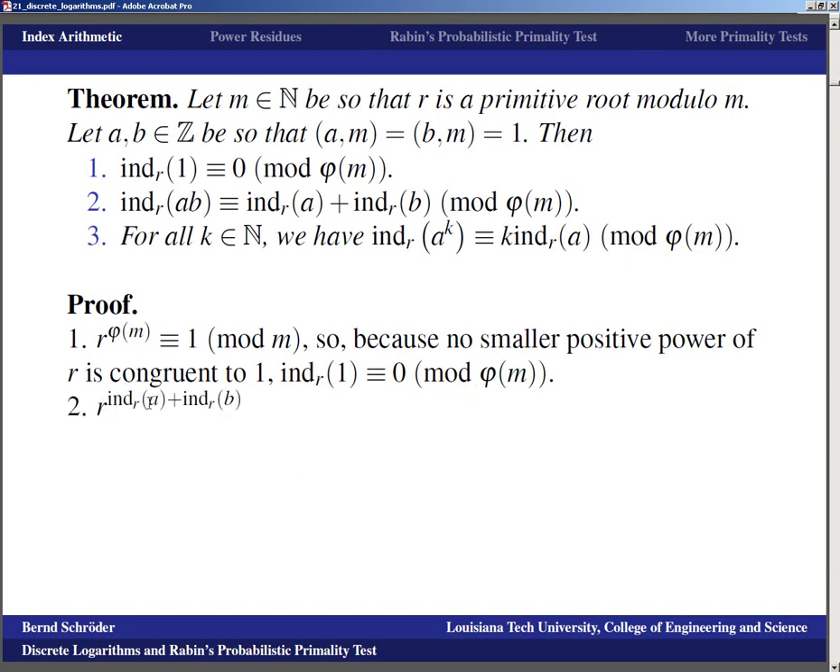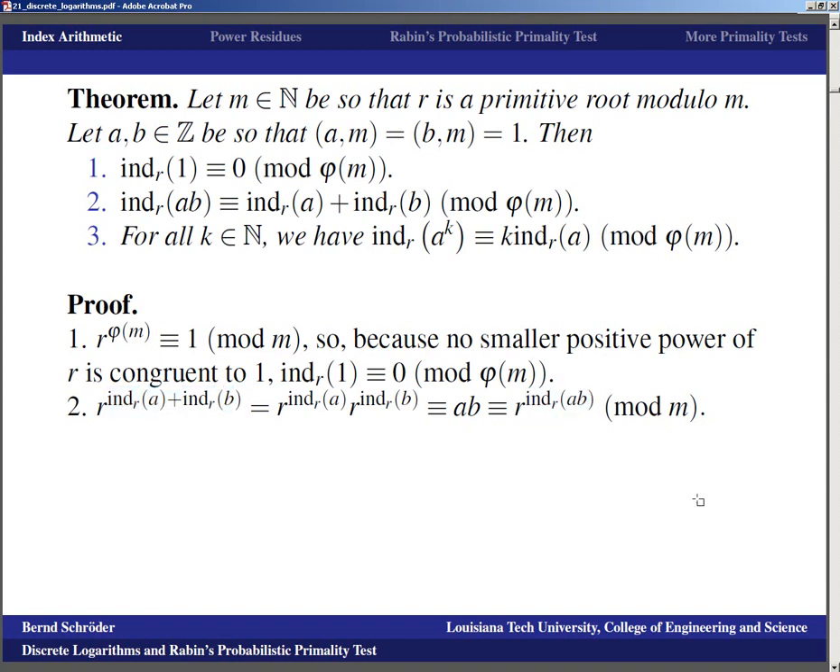r to the index of a to base r plus index of b to the base r, well, we take that apart. That's r to the index of a to the base r times r to the index of b to the base r, which is a times b, which is r to the index of ab to the base r modulo m. And so we have r to one exponent is equivalent to r to the other exponent modulo m.